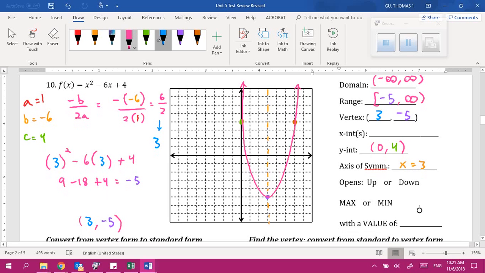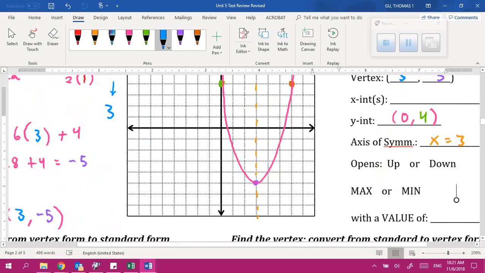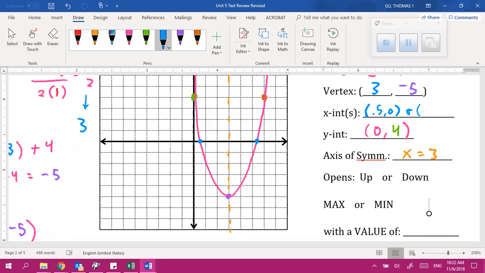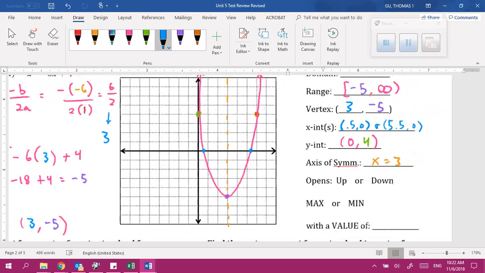And now what are my x-intercepts? Once again, I need to estimate, so right here, about right here, and about here. What are those 2 points? About 0.5, 0 and 5.5, 0. It really doesn't matter as long as it's close, somewhere close, you know. So there we go. That's our 2 estimated x-intercepts.